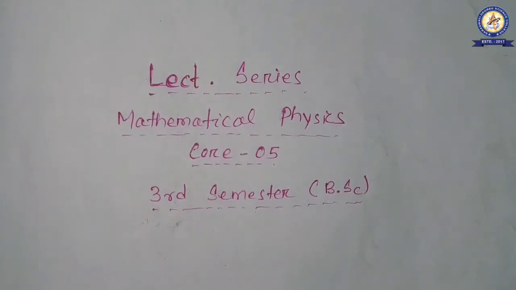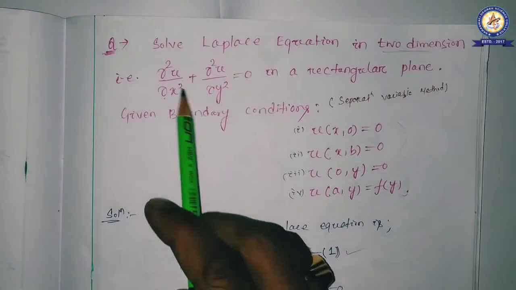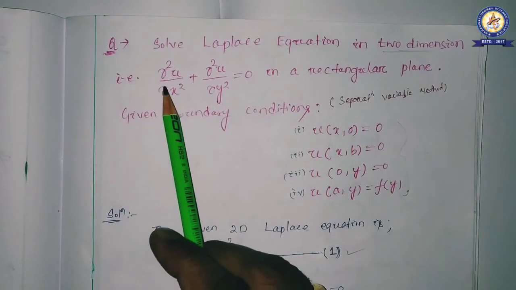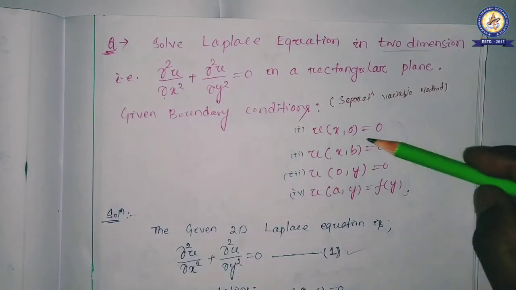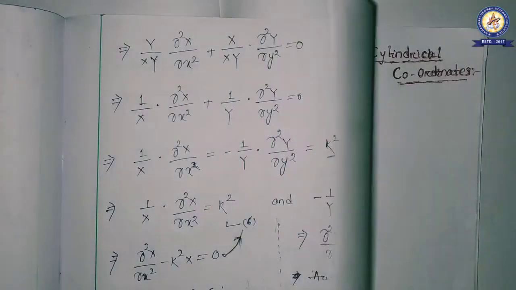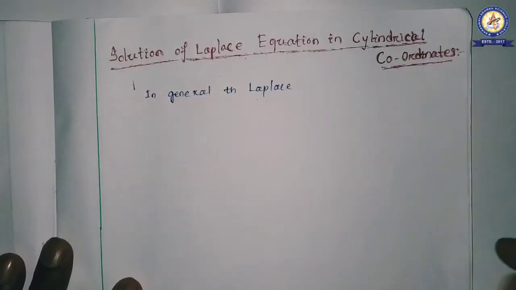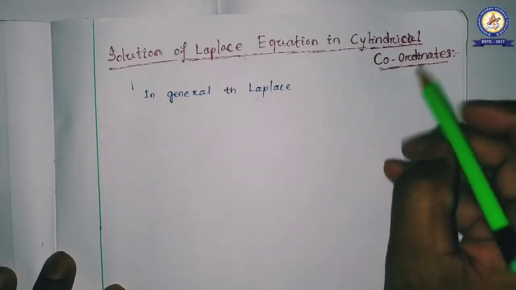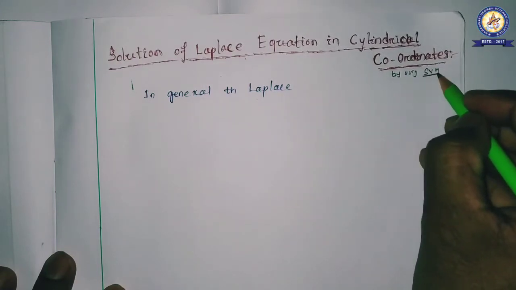In our last class we discussed in detail how to solve the Laplace equation in two dimensions, that is del square u by del x square plus del square u by del y square equal to 0, having these boundary conditions. In today's class we are going to discuss the solution of the Laplace equation in cylindrical coordinates by using SVM, the separation of variables method.